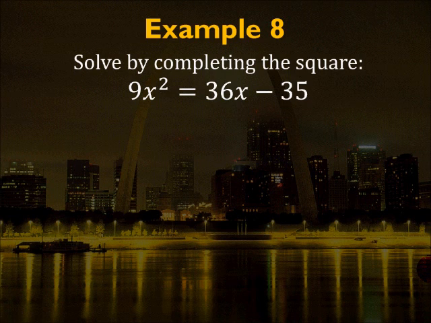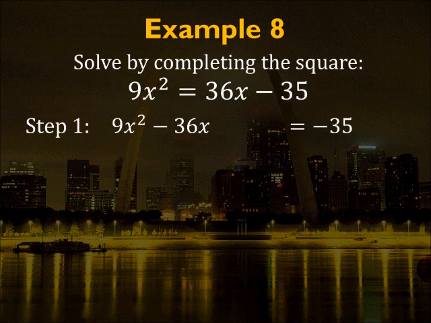Go ahead and try this one yourself. We have 9x squared equals 36x minus 35. Follow the 5-step plan and see where you are in a moment. So we'll subtract the 36x and move it to the left side. So we get 9x squared minus 36x equals negative 35. Again, let's divide both sides by 9 to get the x squared with a coefficient of 1. And you see what the result is.